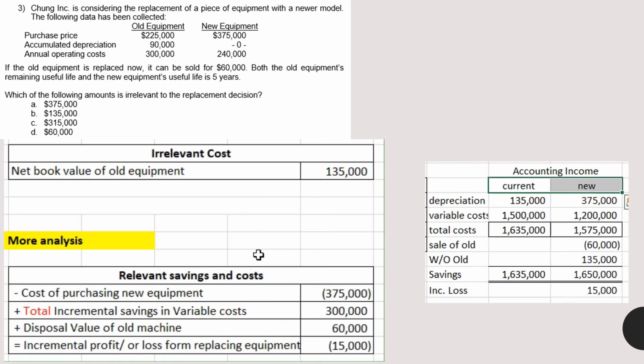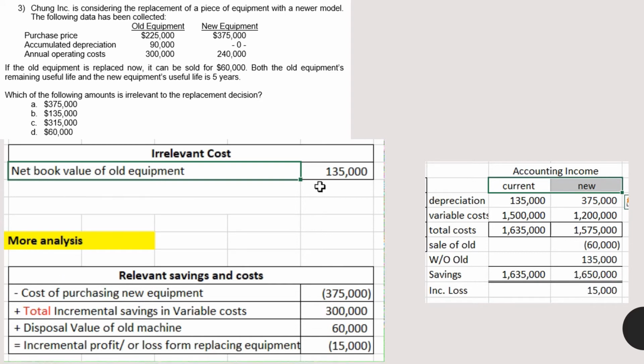Alright, so we have this situation where they're considering replacement of a piece of equipment and they're asked which data point is irrelevant to the decision. And I've actually populated it on screen. The net book value of the old equipment plays into no consideration. It is an accounting process only, not a cash consideration. So let's walk this through as far as noting some additional analysis.